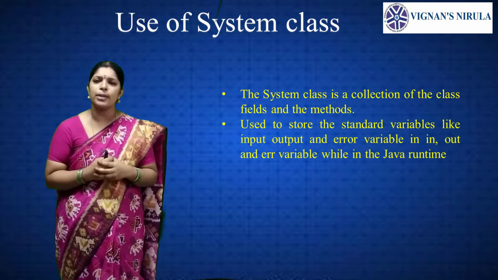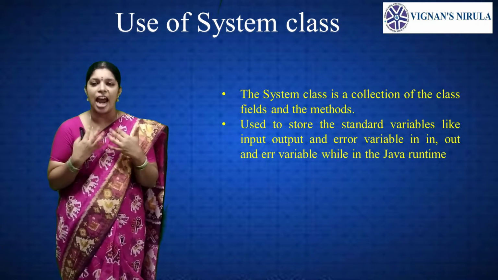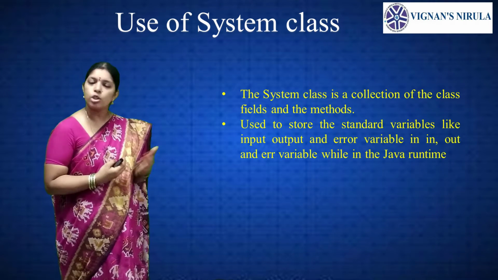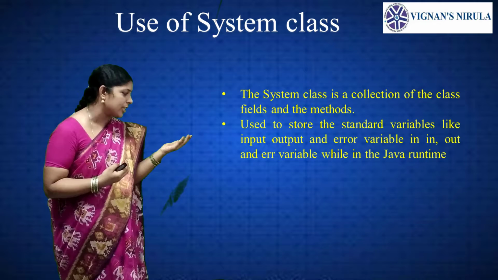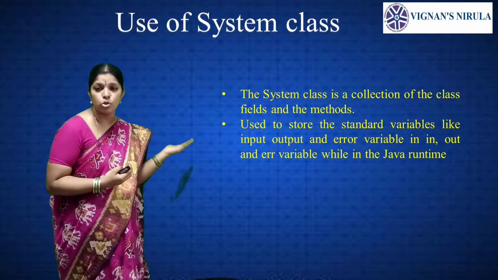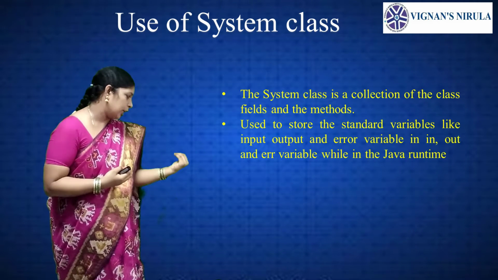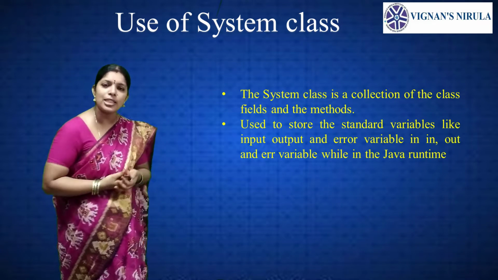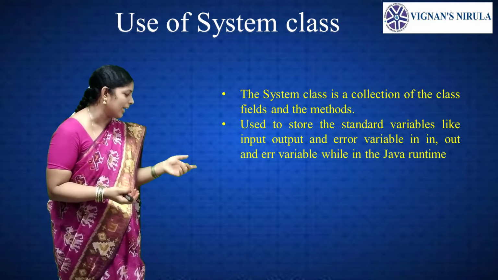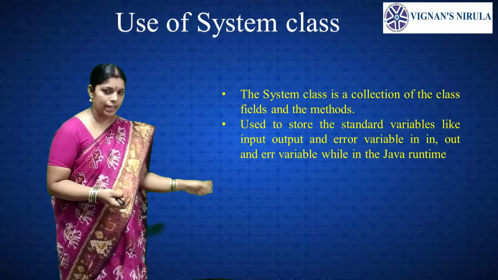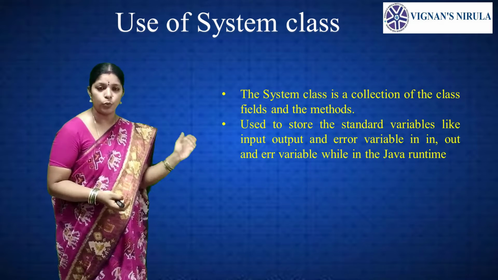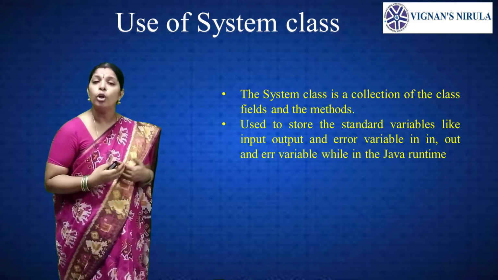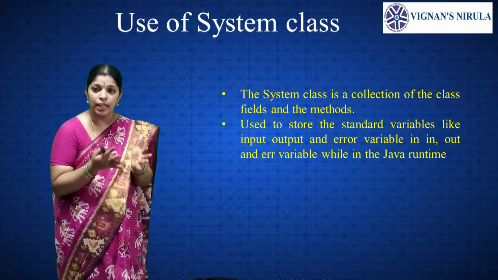These system classes are used to store the standard variables like input, output and error variables. We are using the system class to store the standard variables, and these can be stored in the variables in, out, err. By using these three variables, we are storing the standard variables in the Java runtime.